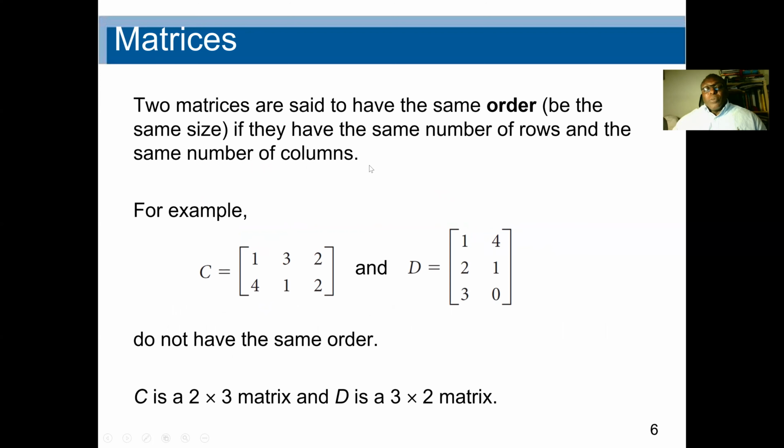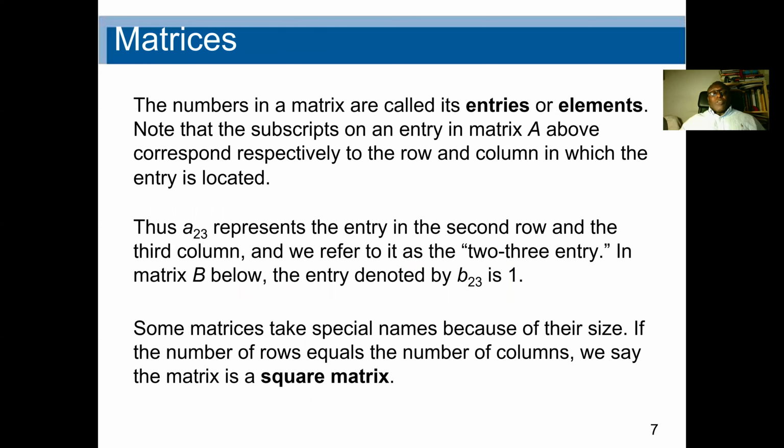So 2 matrices are said to have the same order. The same order means the 2 matrices have the same size. So for example, here we have matrix C. We can see that the size is the number of rows by the number of columns. So it's 2 by 3. But in matrix D, the number of rows is 3, the number of columns is 2. So it's 3 by 2. So the 2 are not the same, or they are not in the same order. So C is 2 by 3 and D is 3 by 2. The first value is the number of rows and the second value is the number of columns.